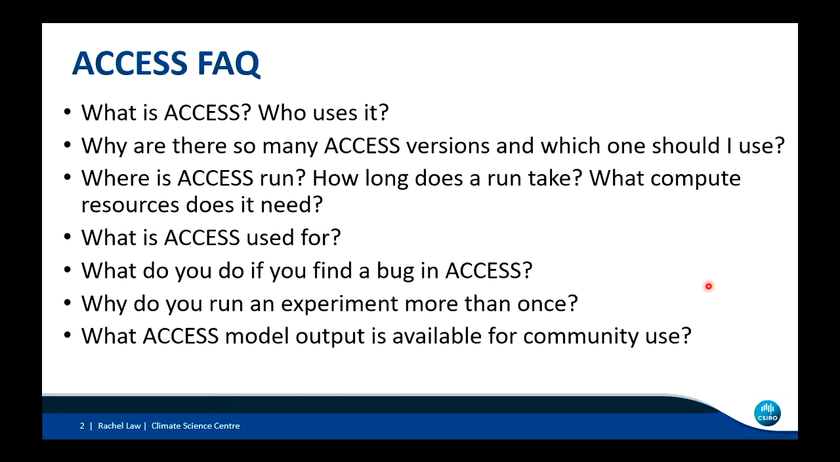What compute resources does it need? What are the sorts of things we're using access for at the moment? What do you do if you find a bug in access? Why do you run an experiment more than once? What access model output is available for community use?